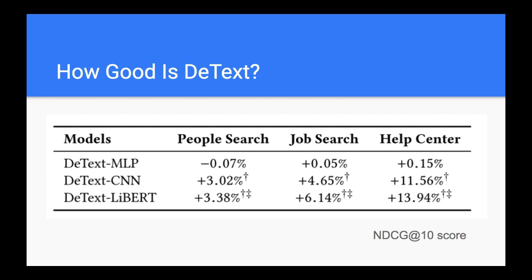So that's the improvement. And if you compare the CNN model with the BERT model, you can see the difference in the help center is larger because it requires more semantic and syntactic language abilities. And the BERT model definitely is better at that. The job search also improved by about 1.5%, which is probably significant. But in the people search, you cannot tell much difference.